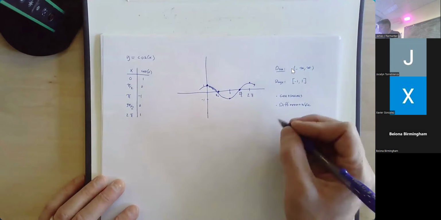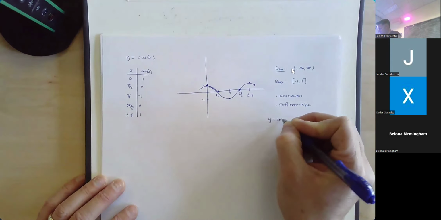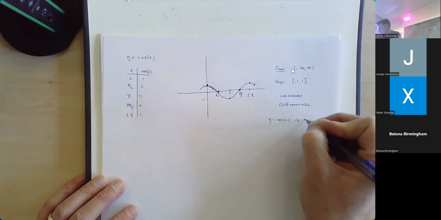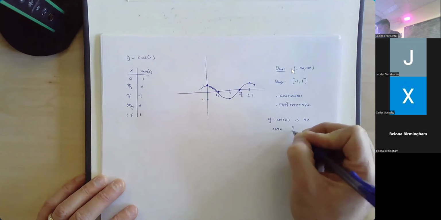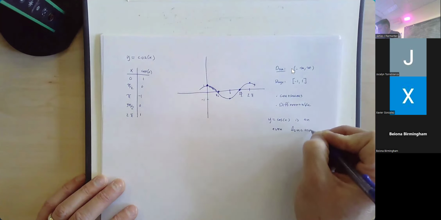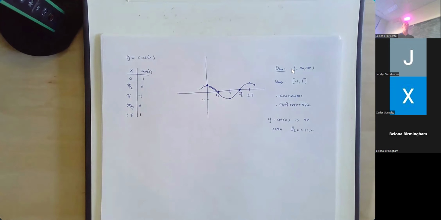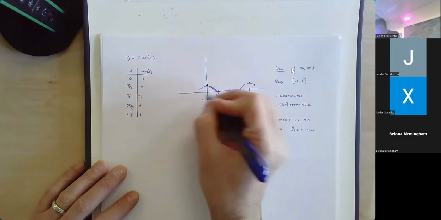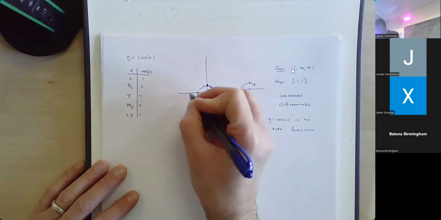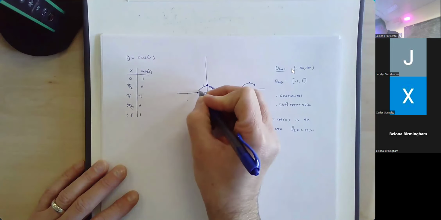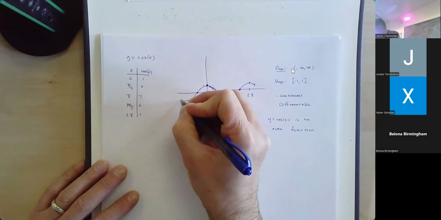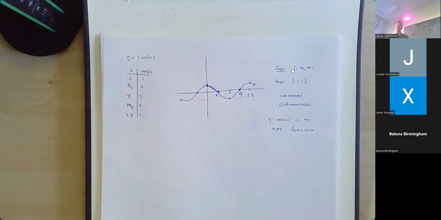So cosine of x is an even function. It has symmetry about the y-axis, meaning if you reflect it across the y-axis, it looks the same as it did originally. And if I graph a little bit more of it to the left, you can see that. Right, if I reflected that across the y-axis, it would look the same.